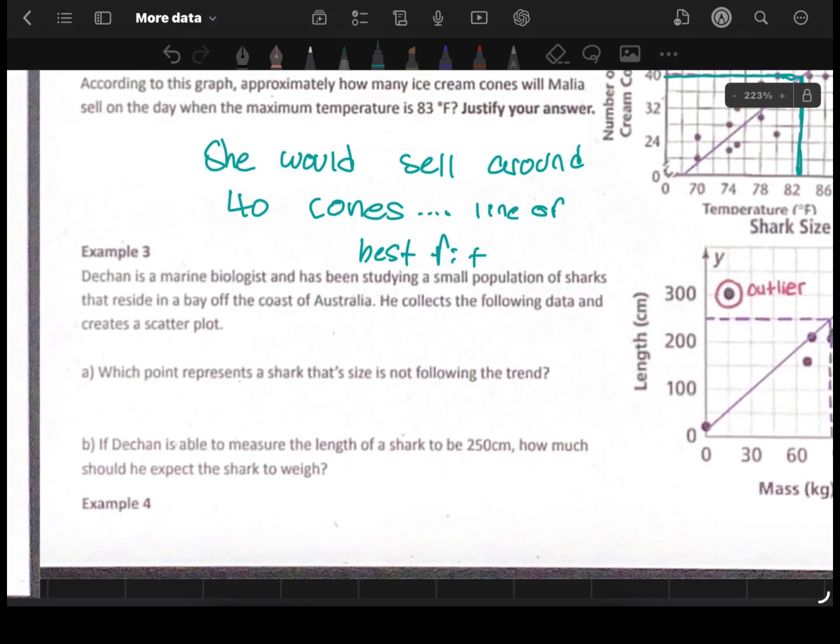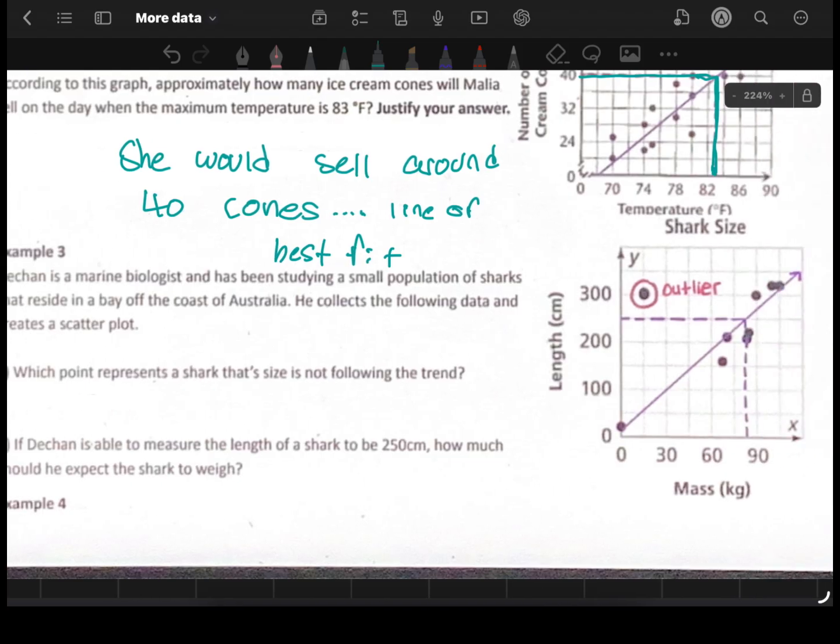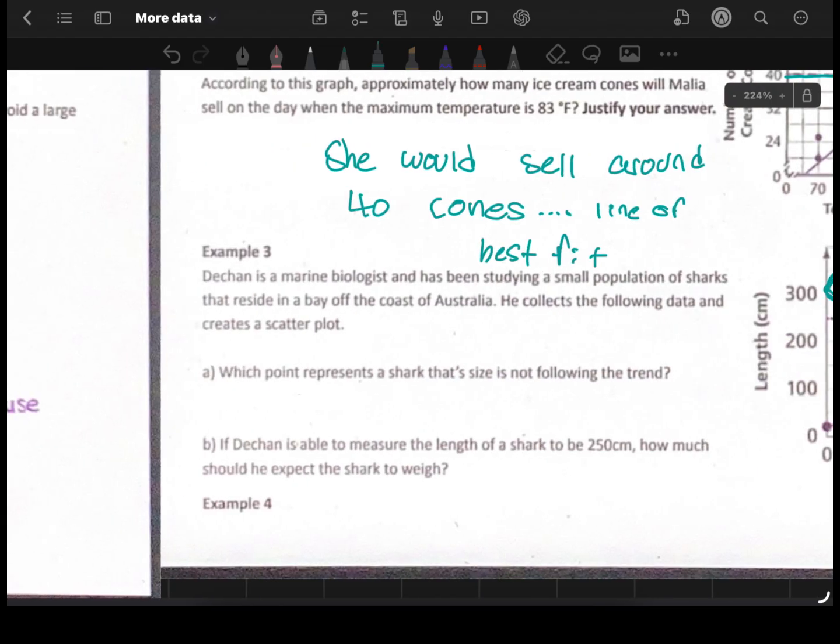Deshawn is a marine biologist and has been studying a small population of sharks that reside in a bay off the coast of Australia. He collects the following data and creates a scatter plot. Which point represents a shark size that's not following the trend? You can see here that that's kind of an outlier. So we can attribute that to around 15, 300.